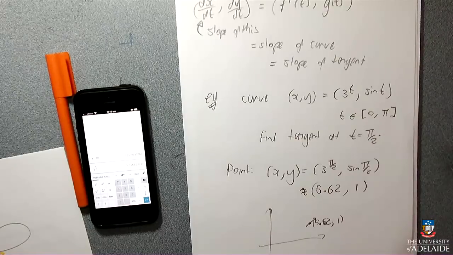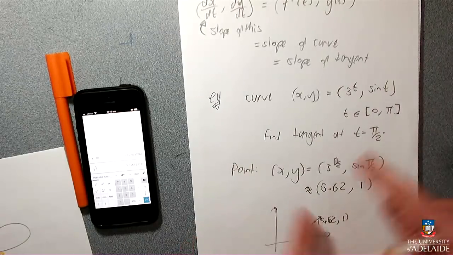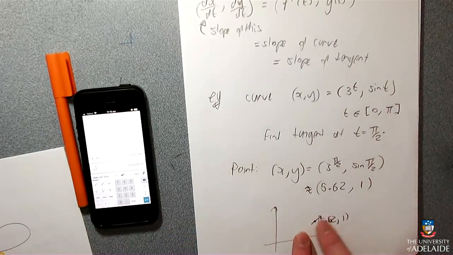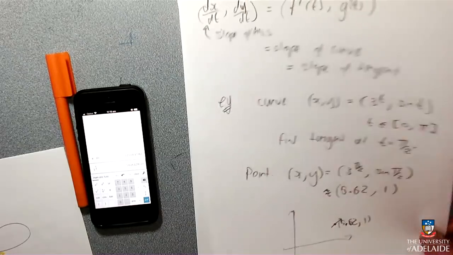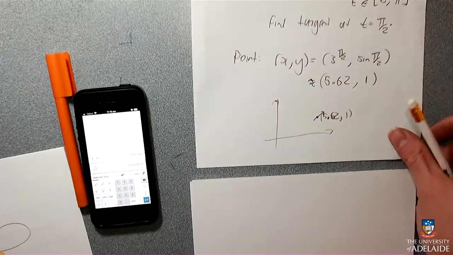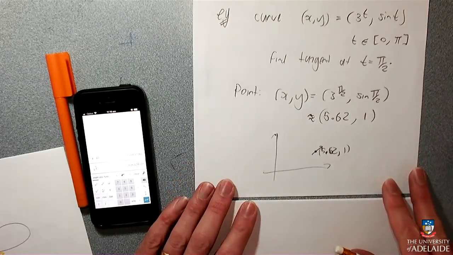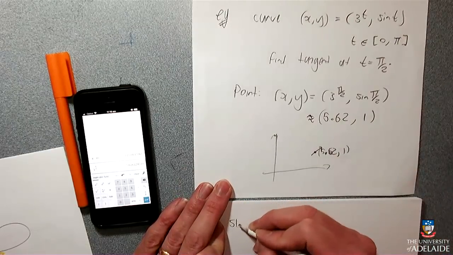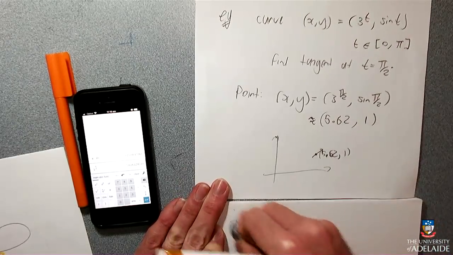I'm just imagining what happens when I make that smaller or bigger. But I'll be able to confirm that in a minute. I have no idea what the rest of the curve is doing, but I know it's going through this point and it's sort of coming past in a generally upwards direction. Okay. So I can do the slope here, the rates of change.